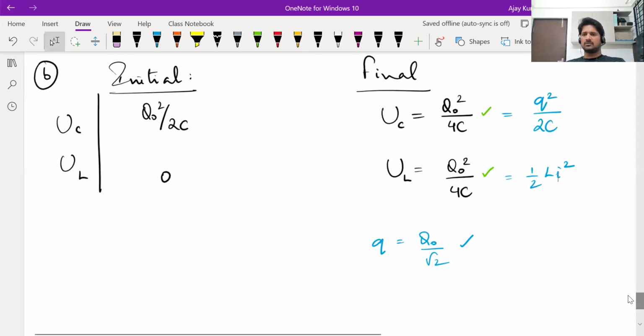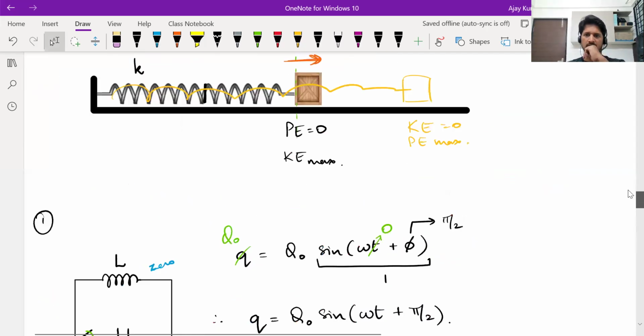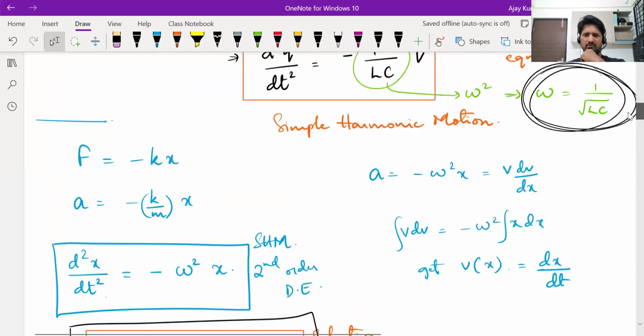Okay. So the questions need not always be answered based on the charge equation or the current equation. Just by knowing energies also, you can tell how much is the charge, how much is the current. Fine. So, okay, that is all you need to know about LC oscillation.